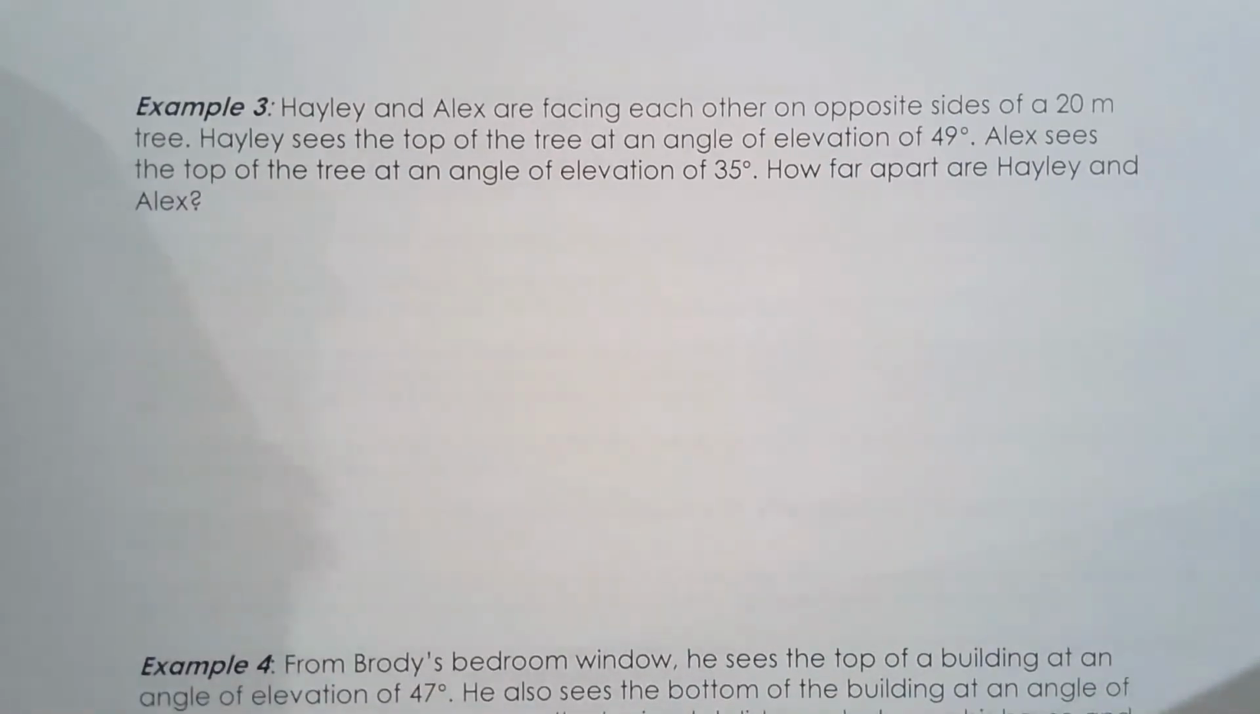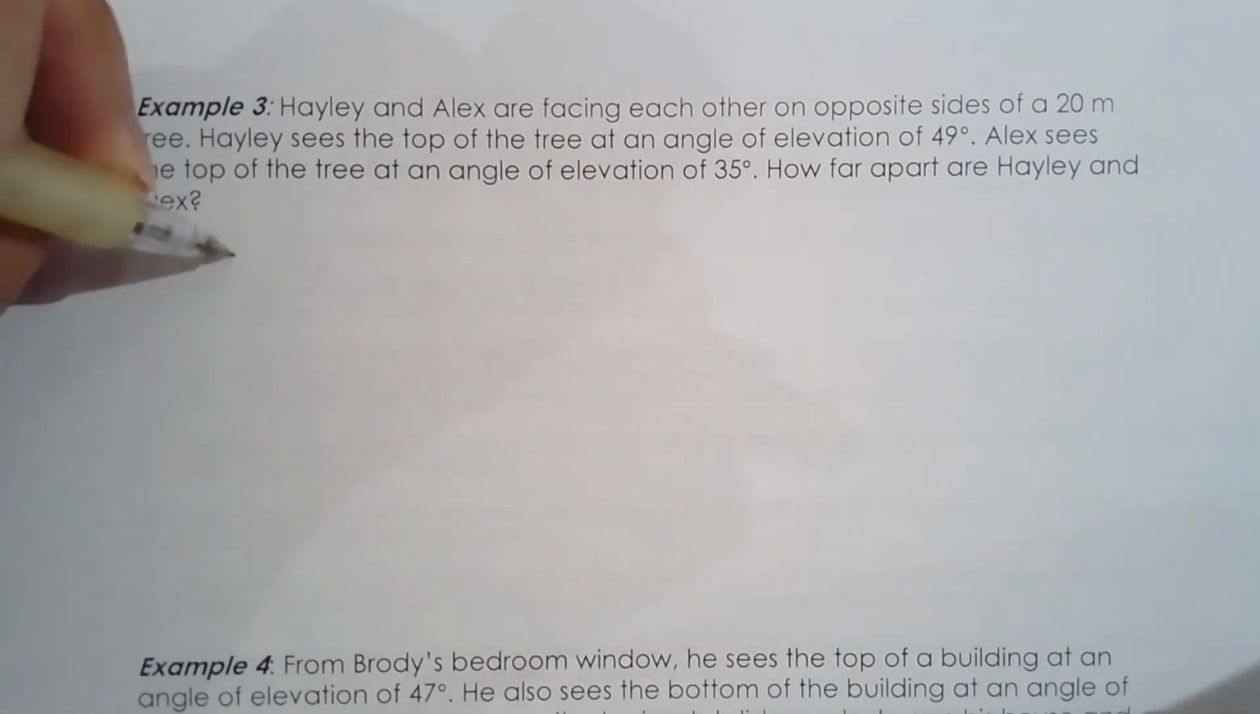Haley and Alex are facing each other on opposite sides of a 20-meter tree. I'm going to say it's a 20-meter tall tree. Haley sees the top of the tree at an angle of elevation of 49 degrees. Alex sees the top of the tree at an angle of elevation of 35 degrees. How far apart are Haley and Alex?